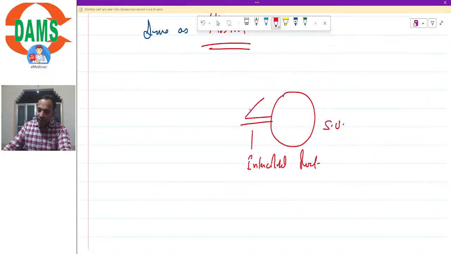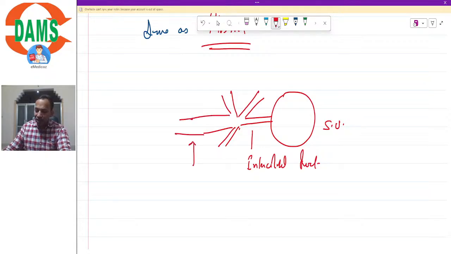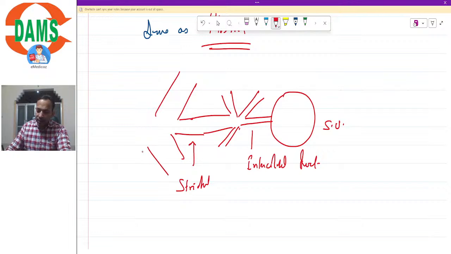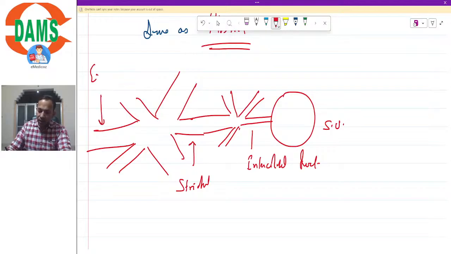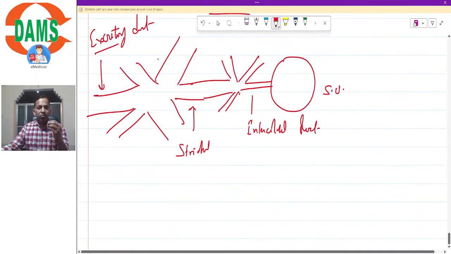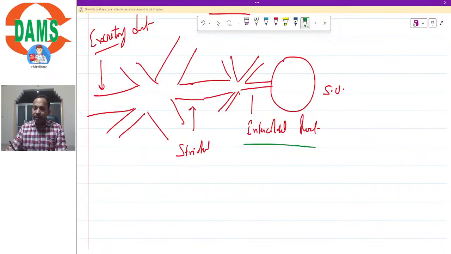Numerous intercalated ducts from different glands will meet to form a large striated duct. So numerous intercalated ducts meet to form a striated duct, and similarly numerous striated ducts will meet to form the main excretory duct, right? So the smallest duct associated with the secretory unit is the intercalated duct.